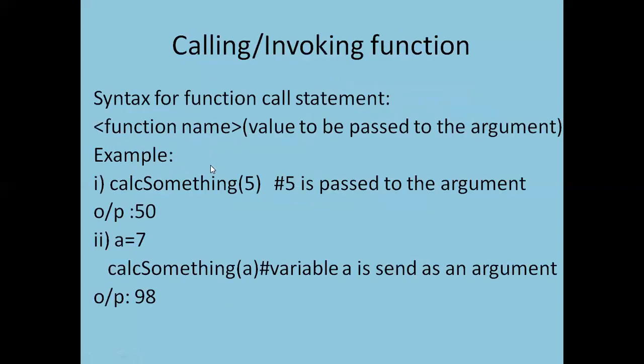Then how do we call? As I said earlier, a function can be called from any part of the program. So how does it work? The syntax for a function call statement will be like this. You will write the function name. A point to be noted here is a function on its own cannot perform anything unless it is called from some other part of your program. So function name, and you'll write the value to be passed to the argument.